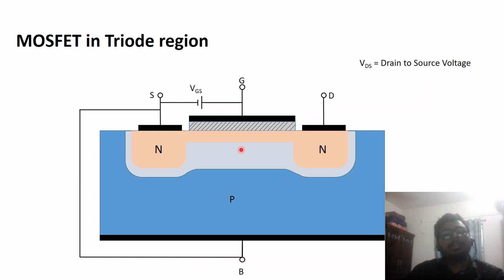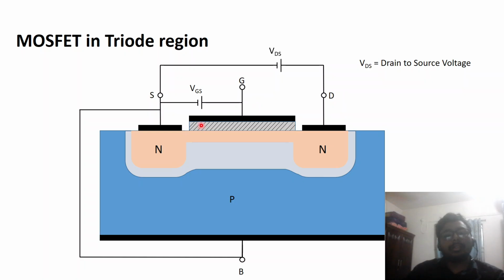Now the channel has already been created, but no current will flow from source to drain because there is no potential difference between the source and drain. As you already know, current flows from one terminal to another terminal if there is a potential difference between the two terminals. Now let's see what happens if we make a potential difference between the drain and source terminals.